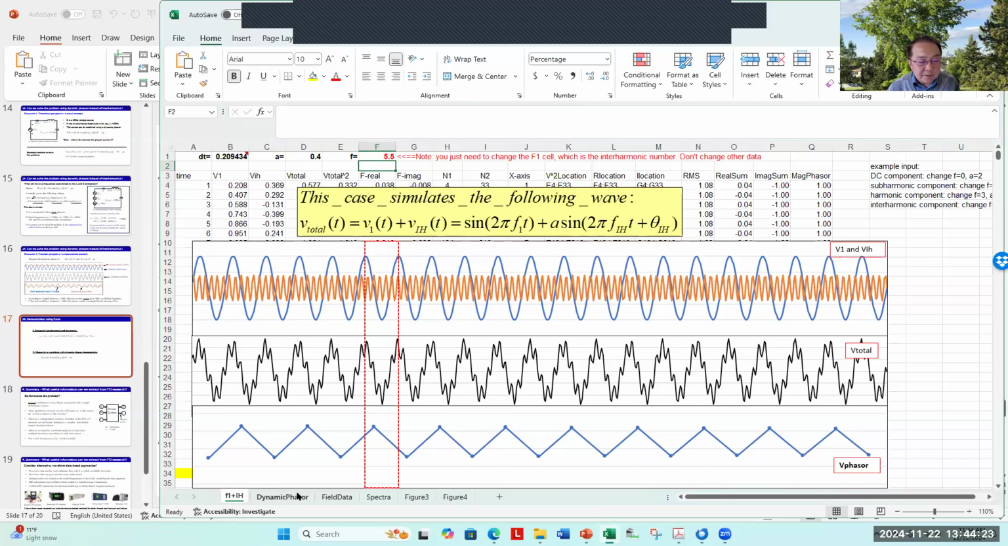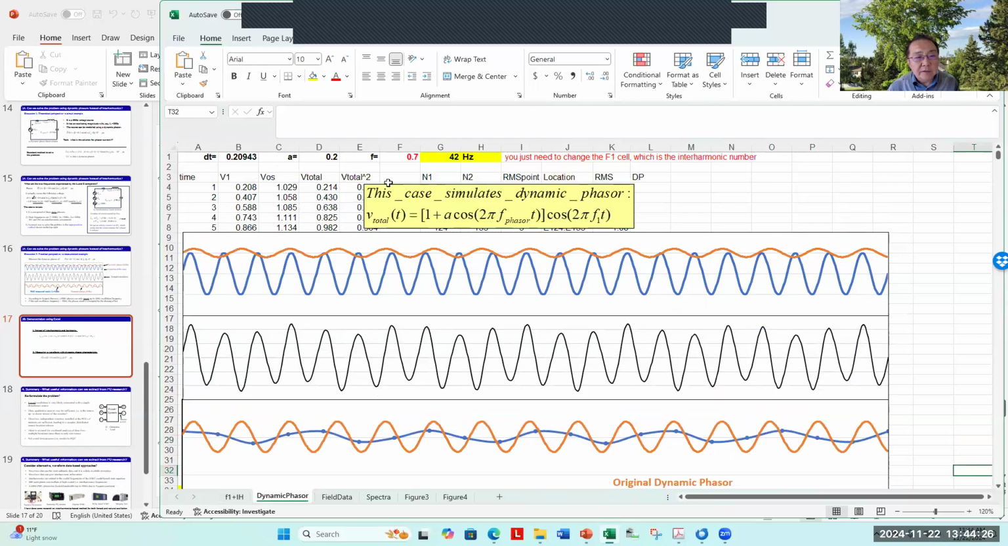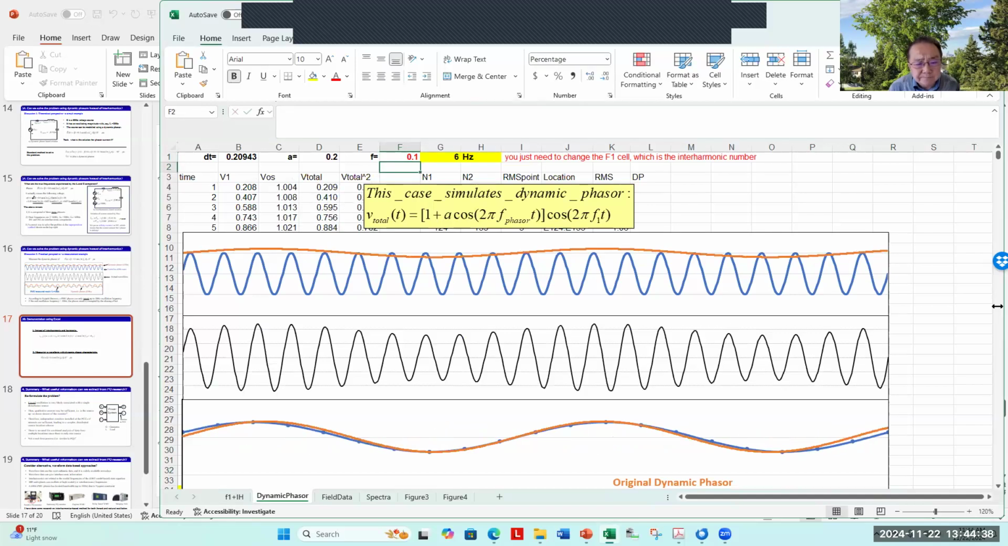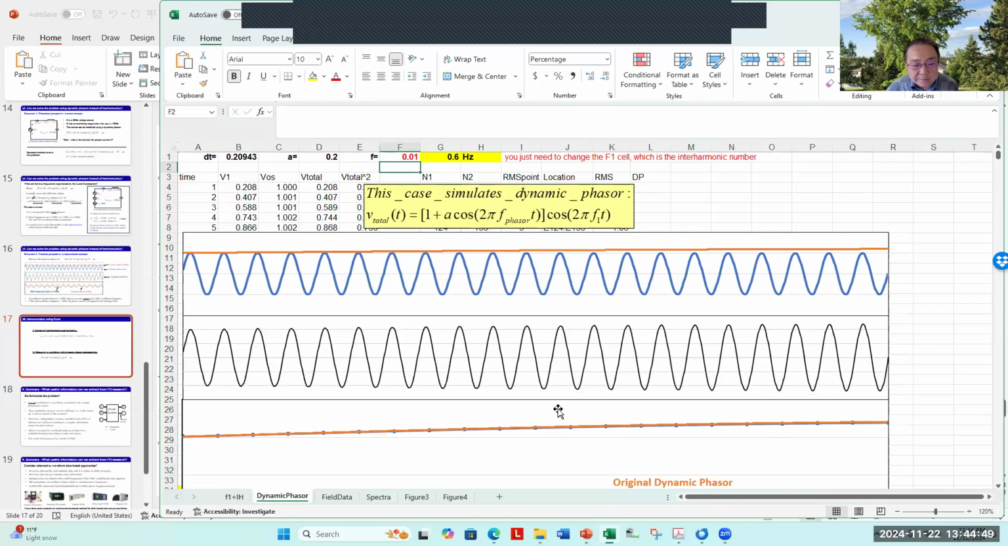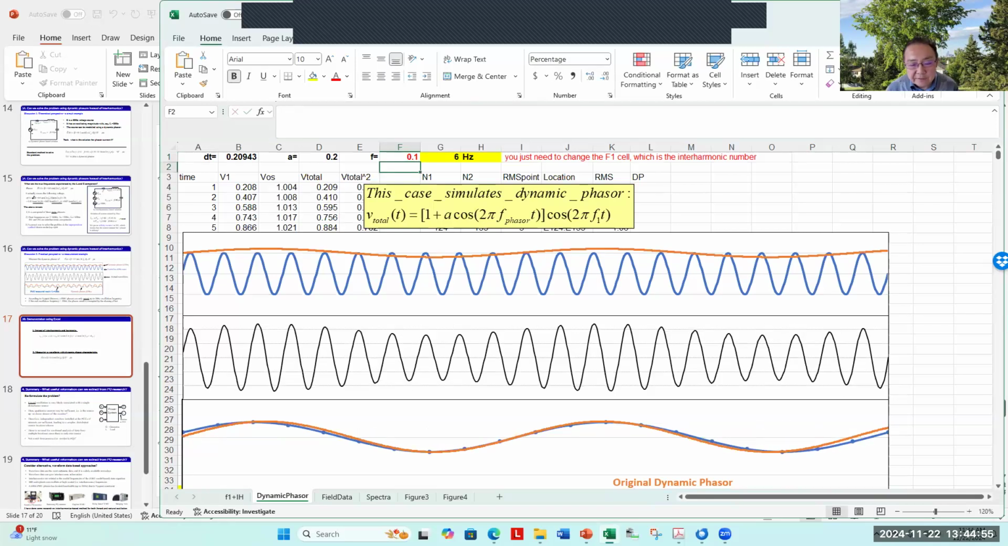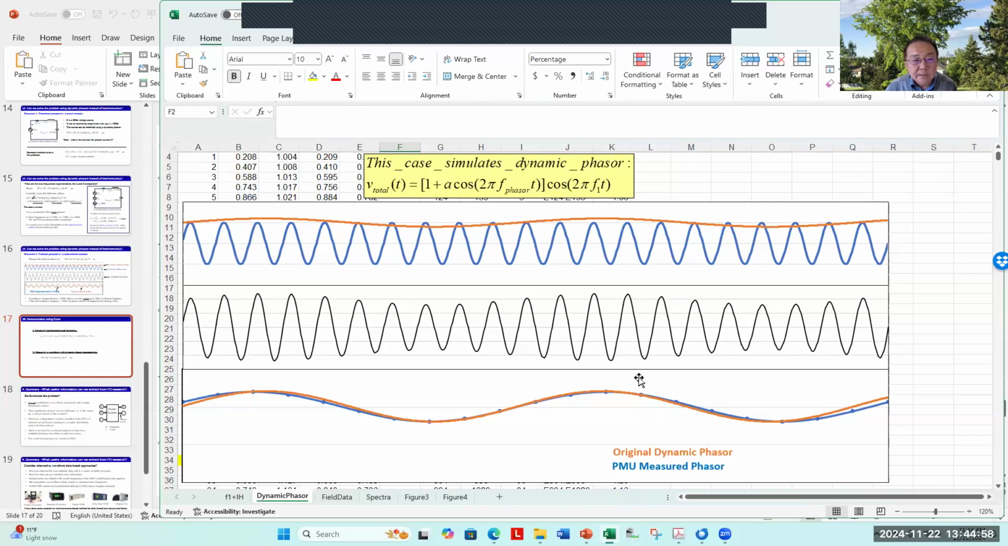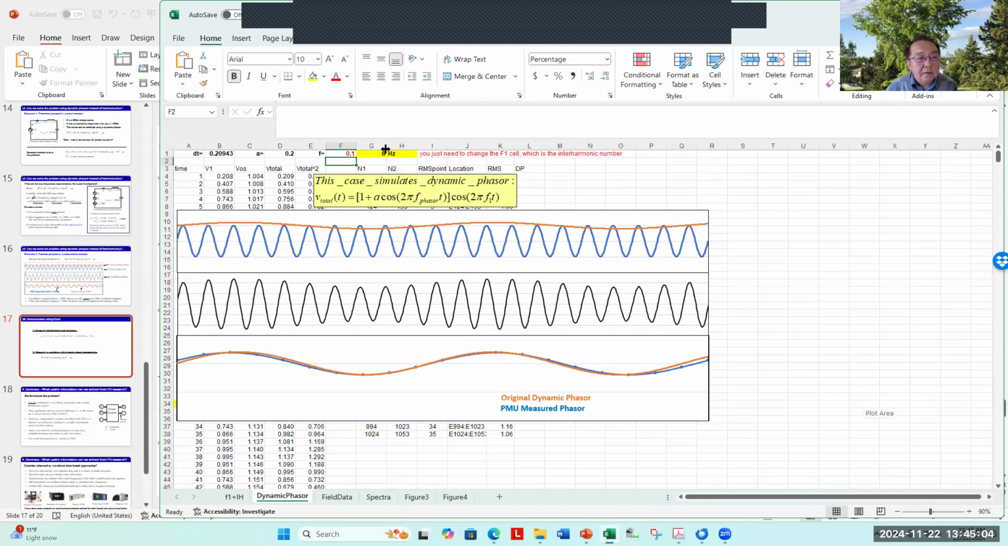Another one is the dynamic phasor demonstration. Dynamic phasor is, I put it here, this giving me 0.7, okay, 42 hertz. That's the one we just plotted. Let's try 0.1 hertz. You can see very slow, like a synchronous machine oscillation, 6 hertz of oscillation. You can even go smaller, 0.01. You see the overlap, the oscillation is very slow, okay? So at 0.1, you can see the PMU and the phasor match very well in this case, low frequency, right?